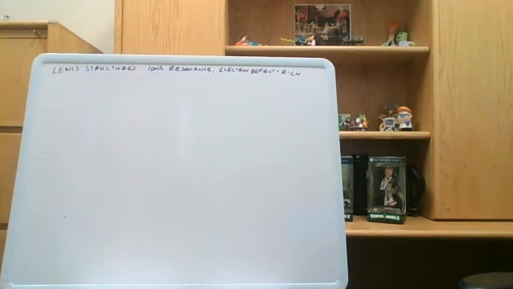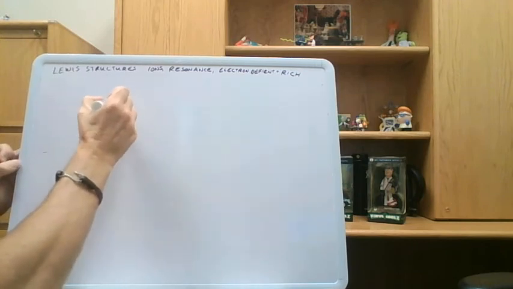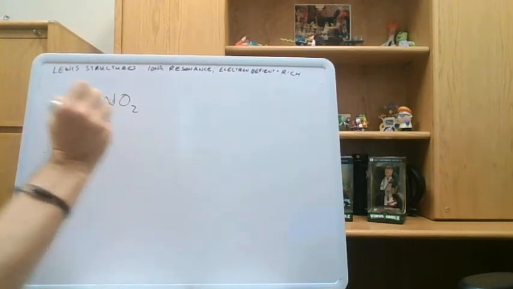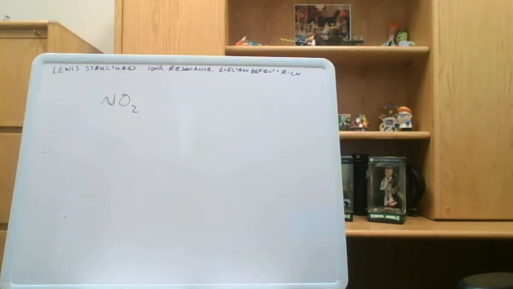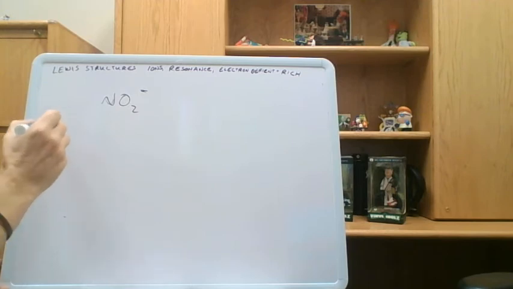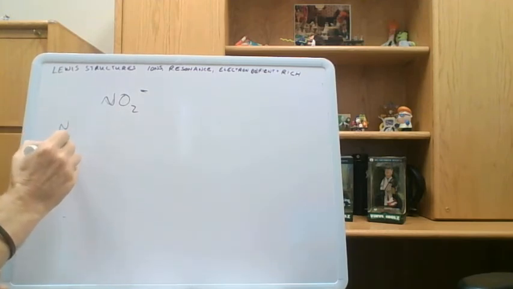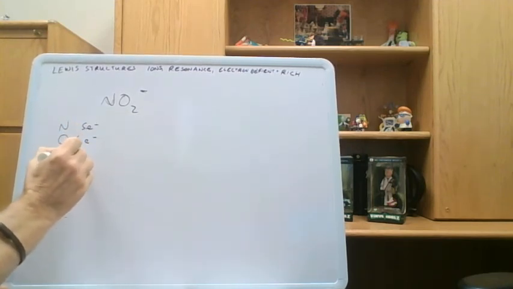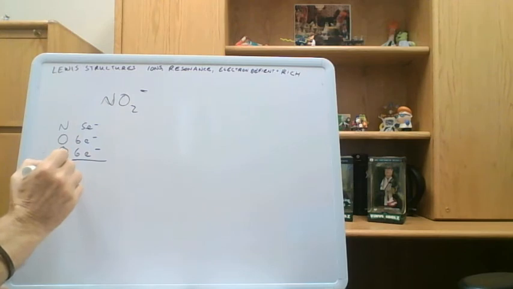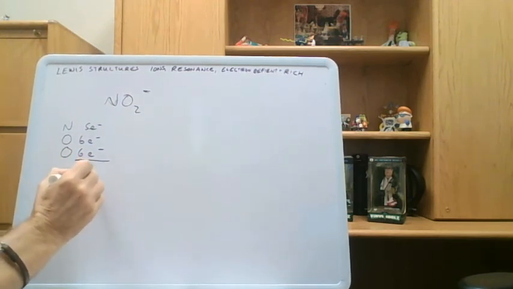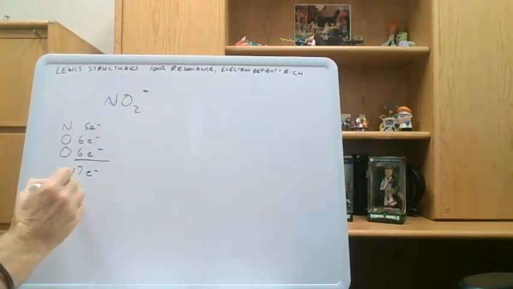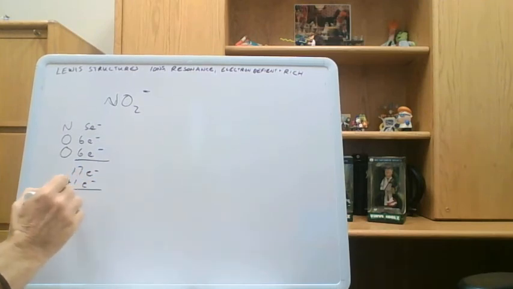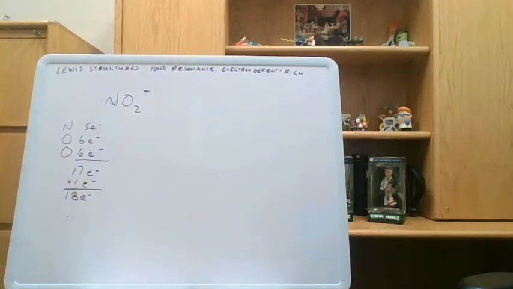Another thing you might run into is a structure like if we had NO2 minus. So we have another ion, we have a -1 charge, so we need to find our number of electrons. So we have 1 nitrogen, 2 oxygen. Nitrogen's going to be 5 electrons, and we have 6 electrons from this oxygen, 6 from this. So that gives us 17 electrons. We have this -1 charge, so we have to add 1 more electron to account for that. And so now we have 18 electrons to hand out.